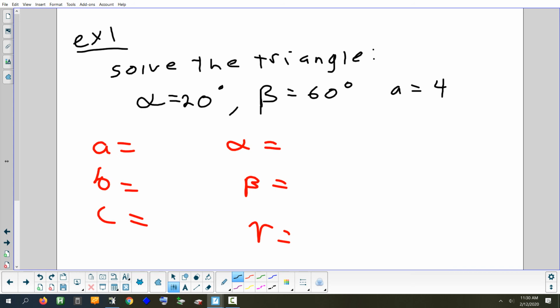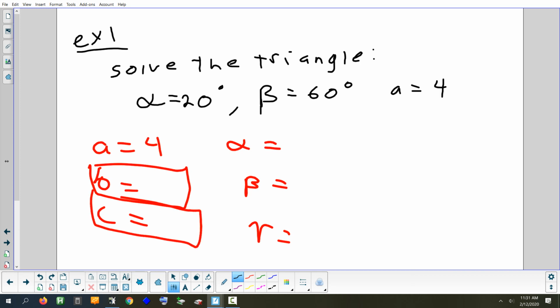Right. Do we know A? Yes. Do we know B? Let's put a box so we remember to find it. Do we know C? Do we know alpha? Yes. Do we know beta? Do we have gamma? Not yet.